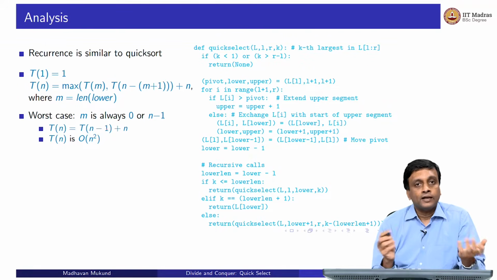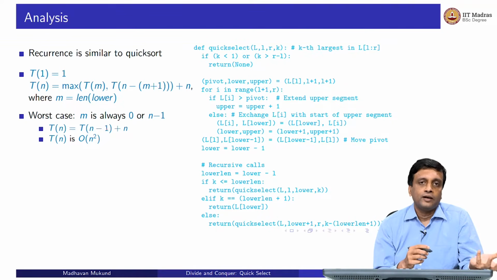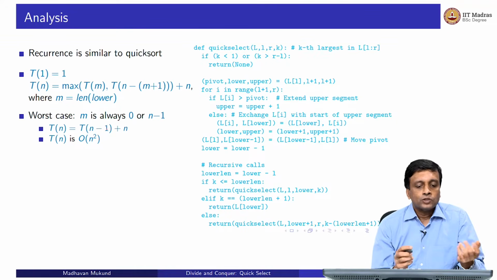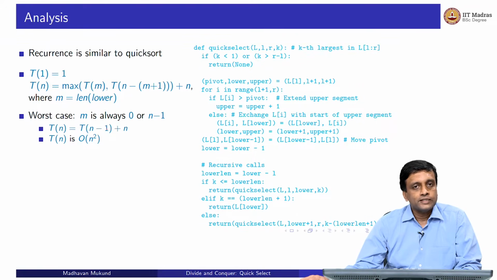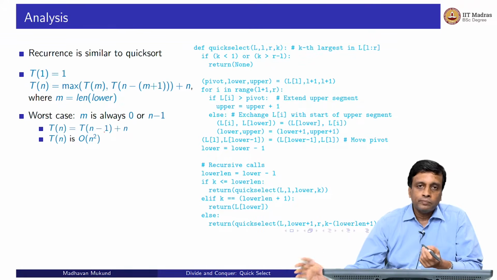In quicksort, the other half disappears because in the worst case, sorting the empty half is trivial. Whereas here we are only looking at one half, and that one half is a big half. So quick select is again n squared. This divide and conquer has only got us our n squared, and we know how to do n squared by brute force.